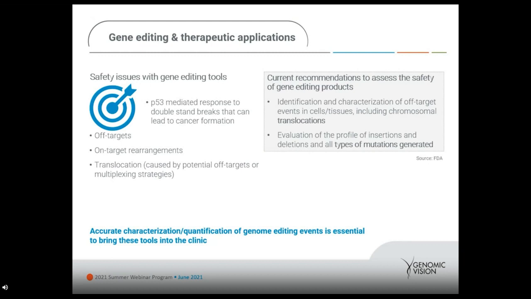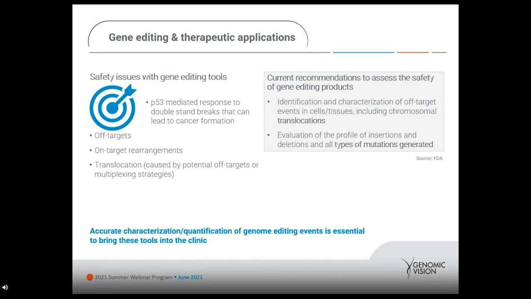In the therapeutic field, there are several clinical studies using gene editing tools and the CRISPR-Cas system that have already started. The first results from the clinical trials are very promising, but there are still some safety issues that need to be addressed with these gene editing tools. Mainly the p53-mediated response to double-strand breaks that can lead to cancer formation, off-target effects, and also on-target rearrangements that are caused by the DNA repair machinery, and that can be quite complex. And lastly, translocations that can be caused by potential off-targets or multiplexing strategies.